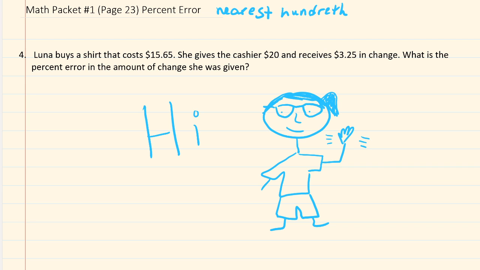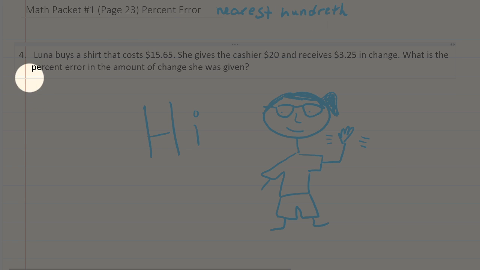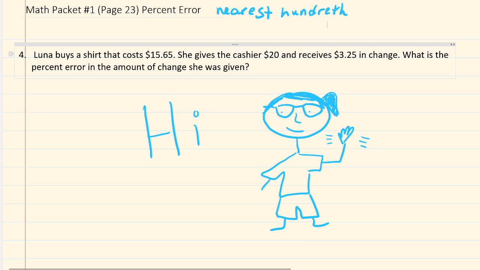Okay, so as always, first step is to read the problem. Luna buys a shirt that costs $15.65. She gives the cashier $20 and receives $3.25 in change. What is the percent error in the amount of change she was given? So even if percent error wasn't in the title, it's right here in the problem. So this is a percent error problem.